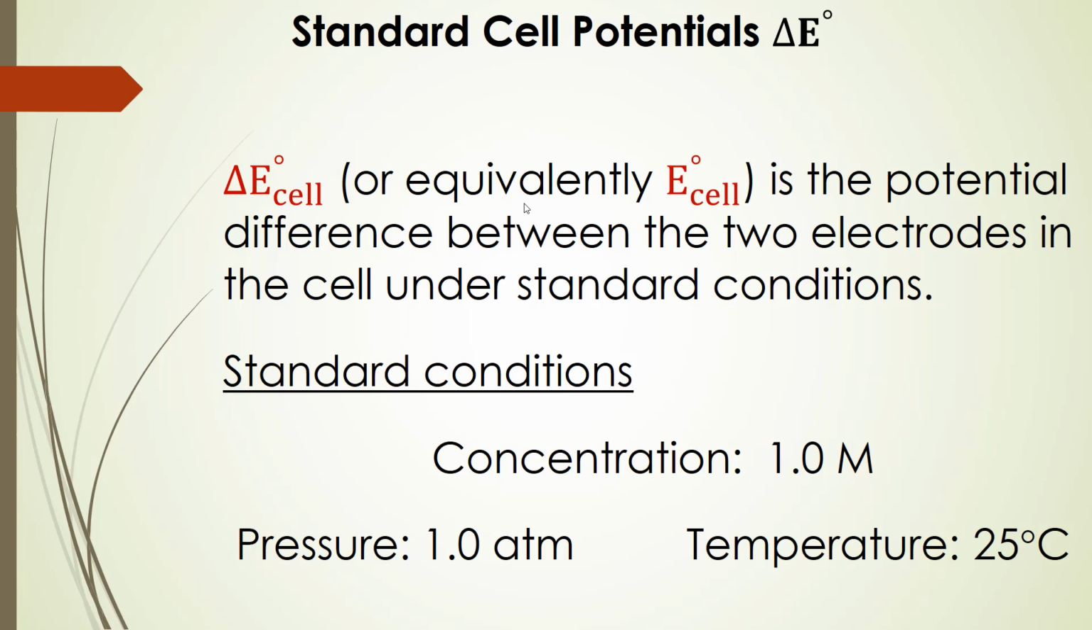What it represents is the potential difference between the two electrodes in the cell under standard conditions. Standard conditions are represented with this naught. For all aqueous solutions, the concentration would be 1 molar. If a gas is being bubbled through the solution, then the pressure would be 1 atmosphere. And generally, the standard conditions include the temperature at 25 degrees C.